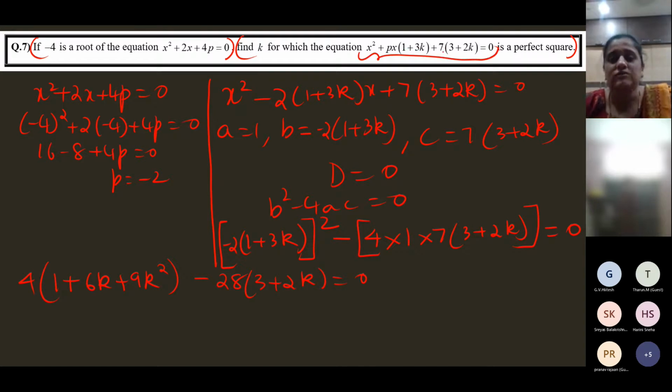This quadratic equation, we already got the value of P. P is minus 2. So x square, minus 2 into 1 plus 3k, x I put it behind, plus this one is equal to 0. So ABC, minus 2 into 1 plus 3k. D is 0, B square will be minus 2 into 1 plus 3k the whole square. So it will be 4, because minus into minus is plus, 4 into, when you expand A plus B the whole square, 1 plus 6k plus 9k square, is equal to 0. So 4 plus 24k plus 36k square minus 4 into 7 into 28 minus 56k is equal to 0.